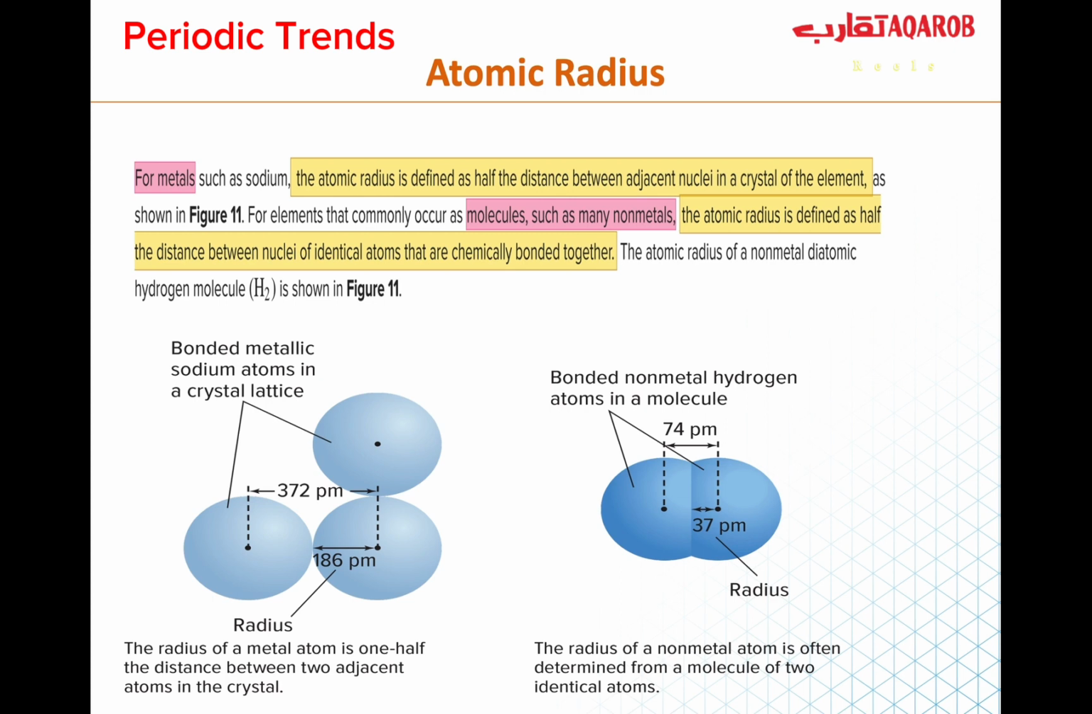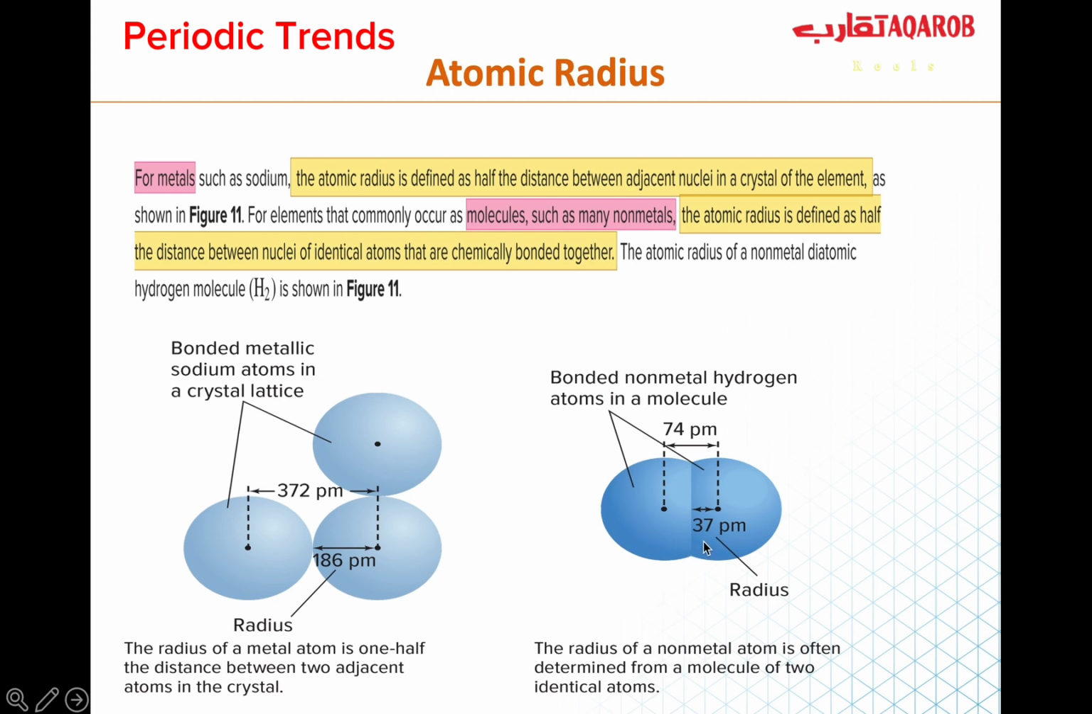For example, for a metal we have two adjacent atoms. The radius is defined as half the distance between the nuclei of the two atoms. For example, the distance between the adjacent nuclei is 372 pm. Half the distance is 186. So this is the radius. The radius of a metal is one half the distance between two adjacent atoms in the crystal.